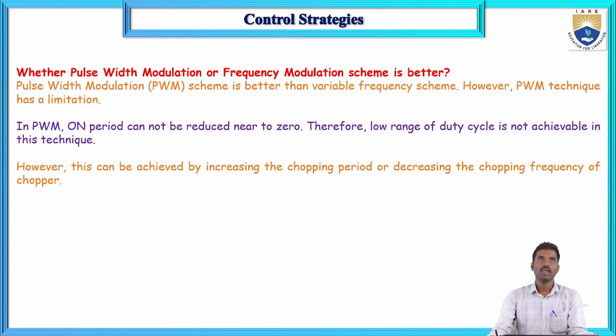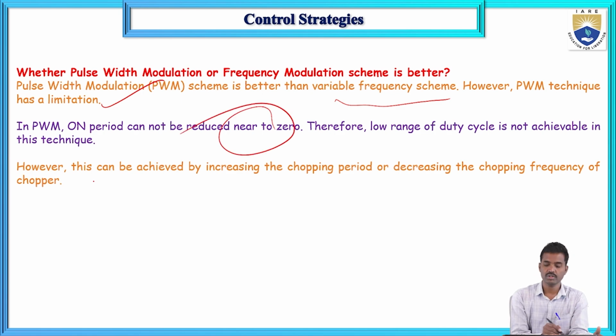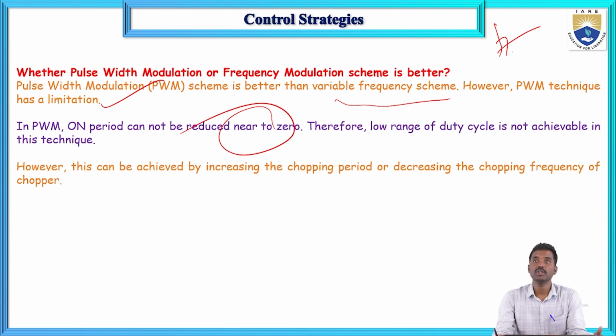And now here, which one is better? Pulse width modulation is better as compared to the variable frequency, that is, frequency modulation scheme. However, pulse width modulation has its own limitation. In the PWM scheme, the on period cannot be reduced to 0. We cannot change it to 0, so the low range of duty cycle is not available in this technique.